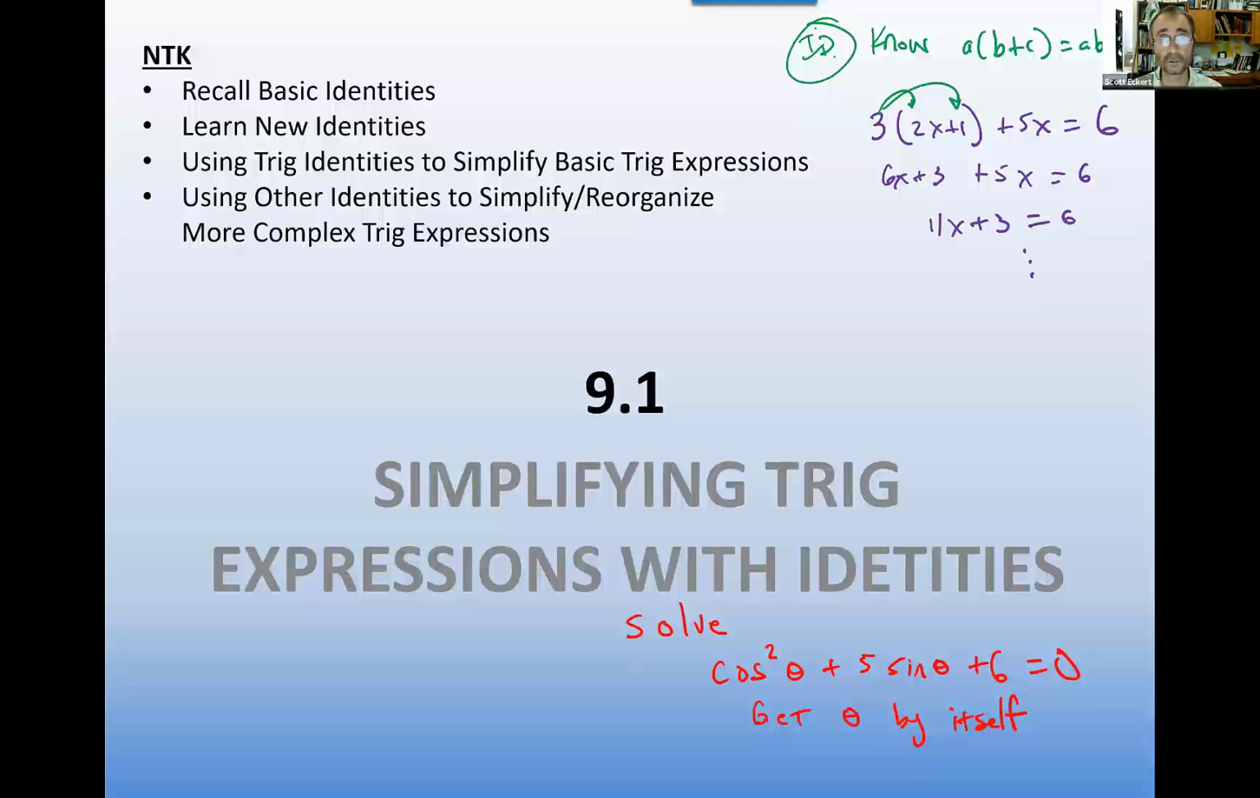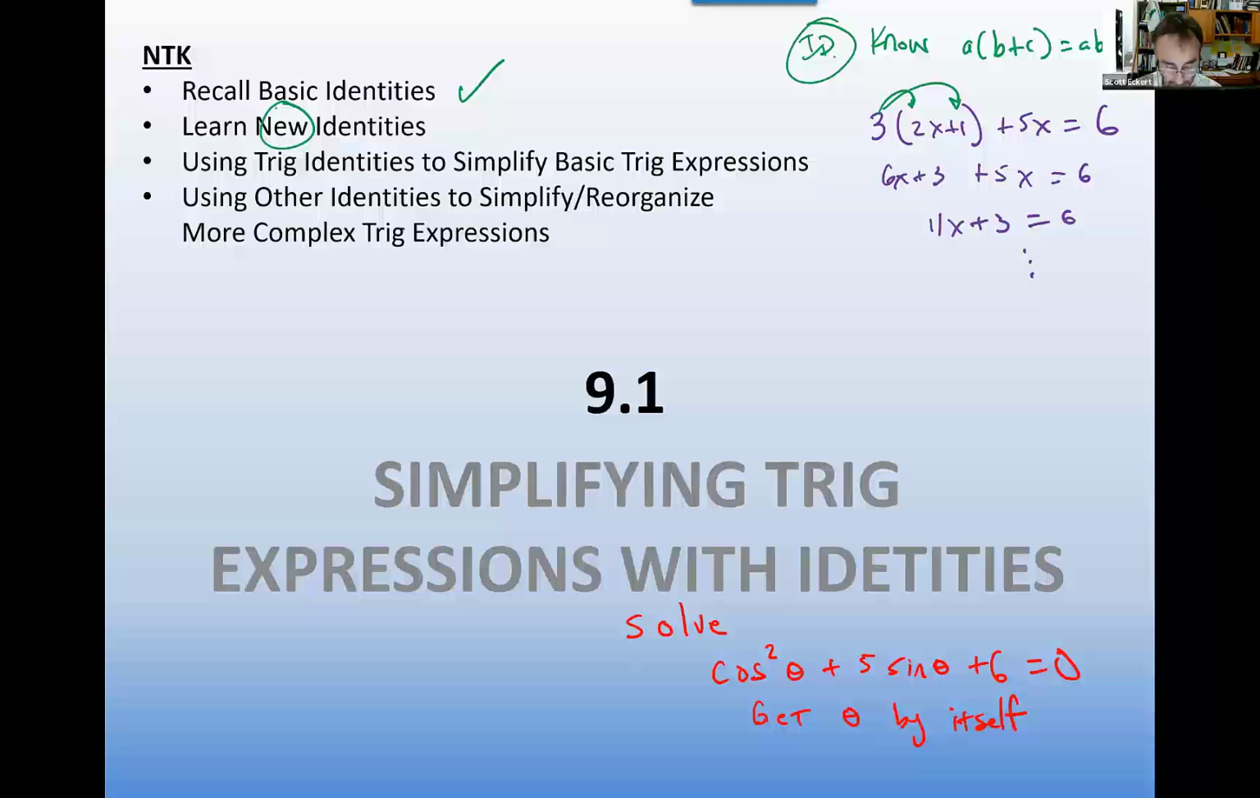So I want to encourage you, keep memorizing those identity formulas. We'll just warm up with those basic ones. But then I have a couple new ones for you today. And chapter 9 is going to have new identities all the way through the chapter. So there will be several more formulas to memorize.